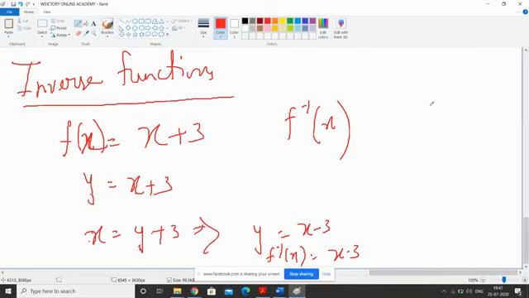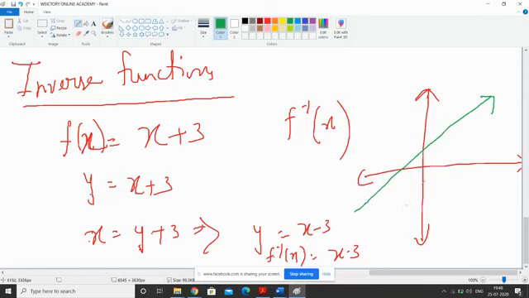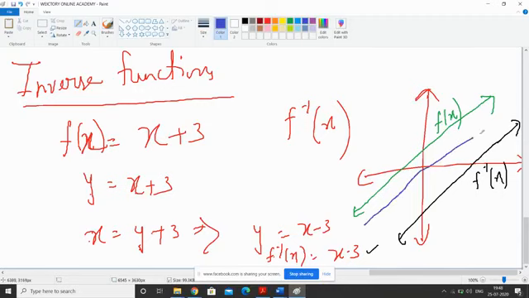One important property is that the function and the inverse function are, I'll show you with this example, mirror images of each other. So this is the graph of x plus 3, the graph of f(x). What will be the graph of f inverse of x, which is x minus 3? So the x minus 3 graph is like this. So this is your f(x), and this is f inverse of x. Now, as you can see here, the function and inverse function are mirror images of each other about the line y is equal to x.